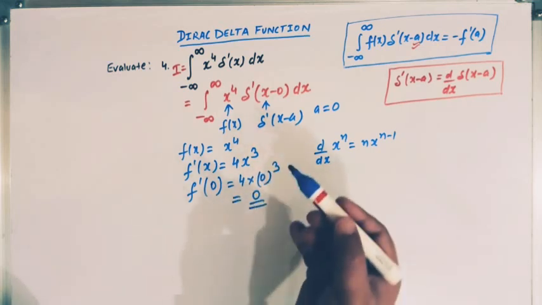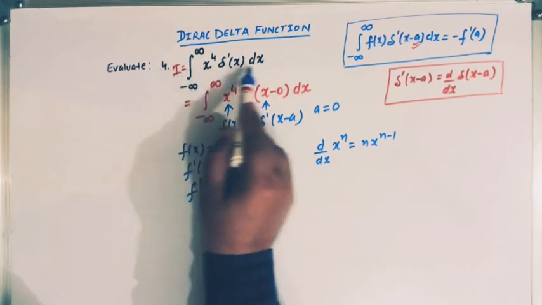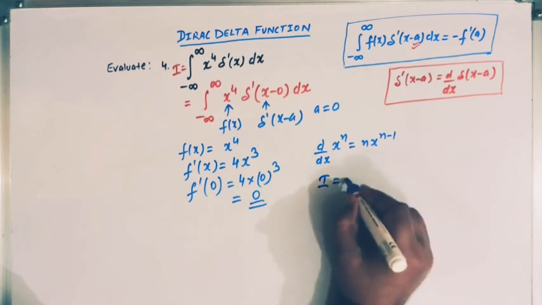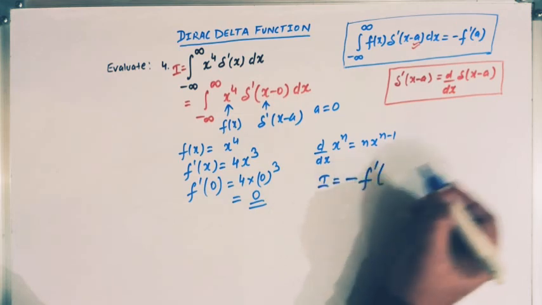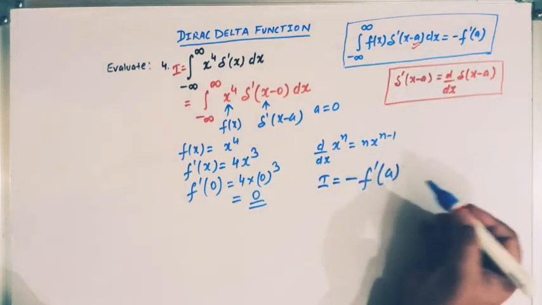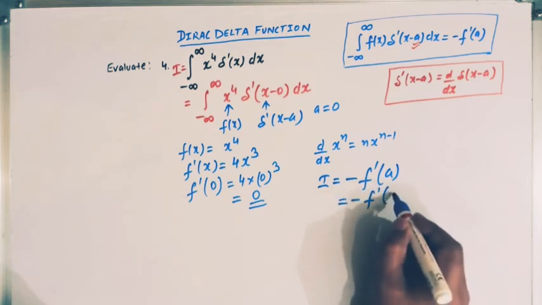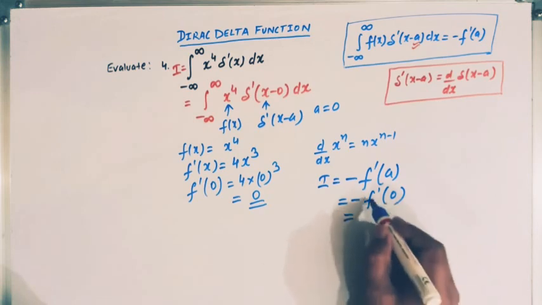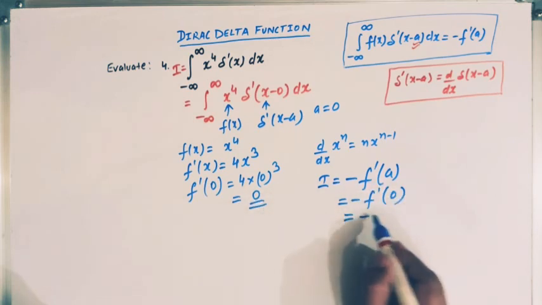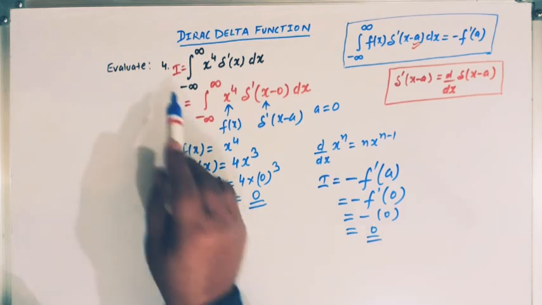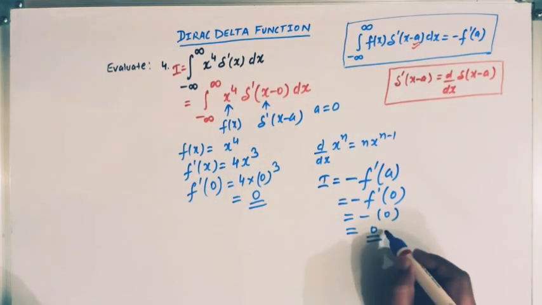So now the value of this integral is given by negative of f prime of a, and this is minus f prime of 0, and f prime of 0 is 0, so we have here 0, so this is 0, right? So the value of this integral is 0.